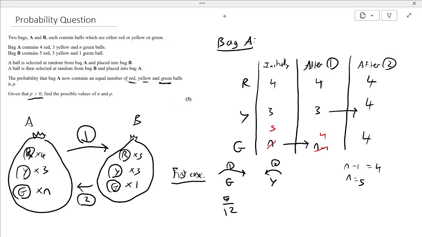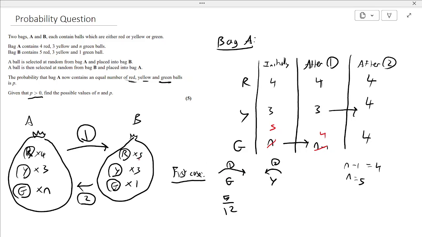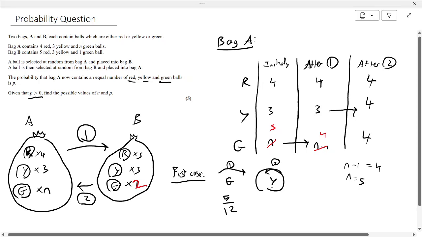Now bag B, I know it starts off with 5, 3 and 1 over here. But in this case, the first swap adds a green ball over. So bag B will now have 5, 3 and 2. So the chance of picking a green ball from this bunch, sorry, I'm picking a yellow ball, aren't I?